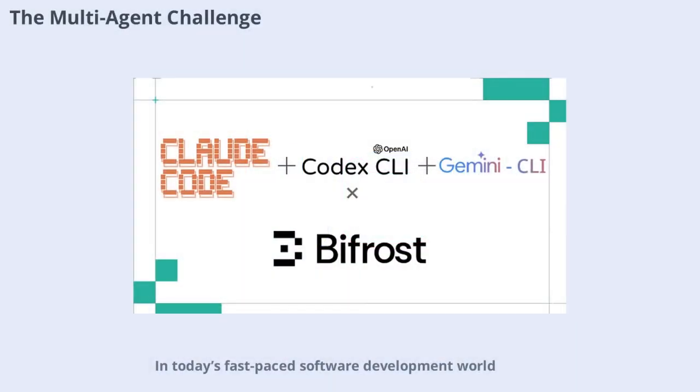In today's fast-paced software development world, developers are increasingly relying on AI coding agents like Claude Code, Codex, and Gemini. Each of these tools brings unique strengths to the table, but using them together often means juggling different setups, authentication flows, and configuration patterns. This fragmentation can slow you down, especially when you want to quickly switch between agents or experiment with different models. Wouldn't it be great if you could manage all your favorite coding agents from a single unified interface? That's exactly the challenge we're tackling in this video as we explore how Bifrost CLI brings everything together.